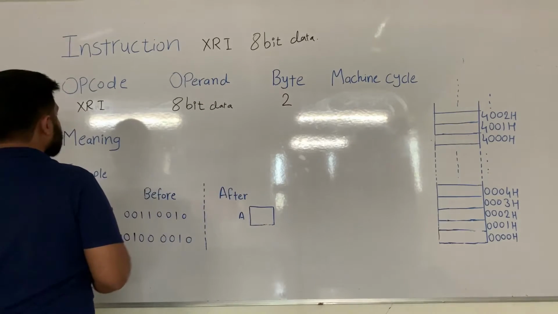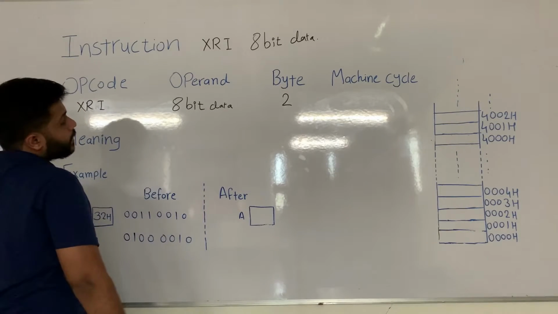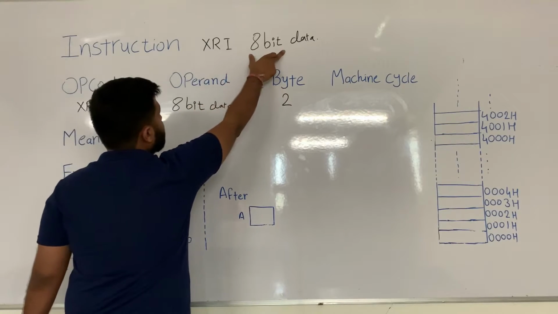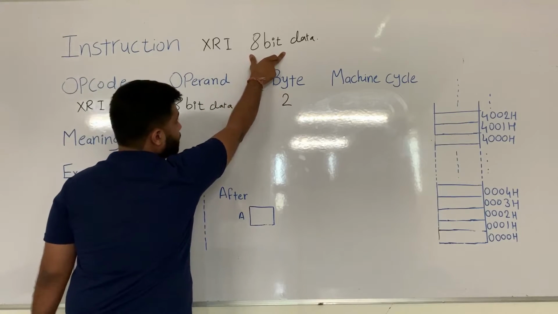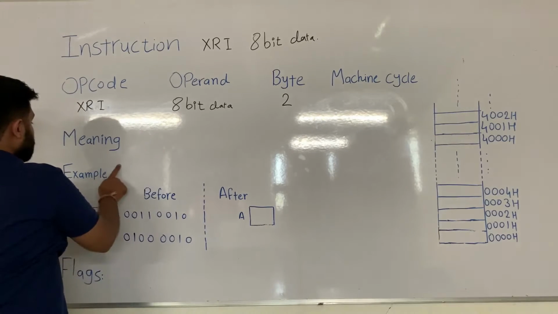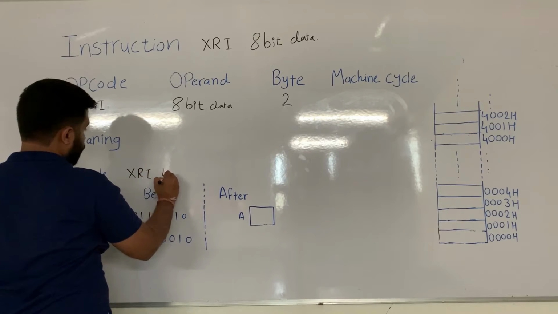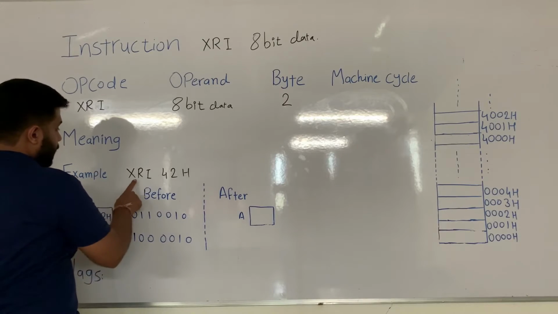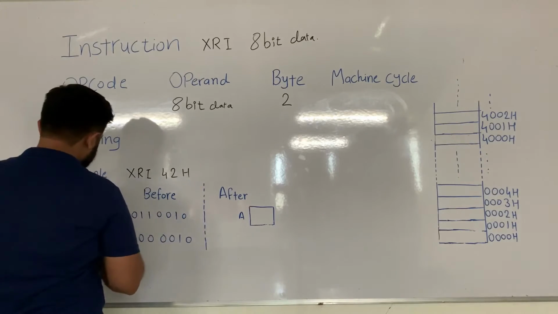Before that, let's see the meaning of the instruction XRI 8-bit data. XRI 8-bit means XOR immediate of 8-bit data with the accumulator, and the answer will be stored in the accumulator. Let's see an example. Suppose the example is XRI 42H. XRI 42H means logical XOR between 42H and the accumulator, and the answer will be stored in the accumulator.